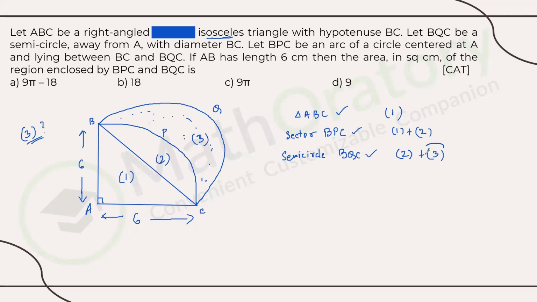The requirement is this 3, right? So focus first on the semicircle BQC. If I think about semicircle BQC, apart from 3, we have this hanging region 2 out here, right? Now the sector BPC also has this region 2 along with it, isn't it? But then that has a region 1 in it. So how to simplify it?